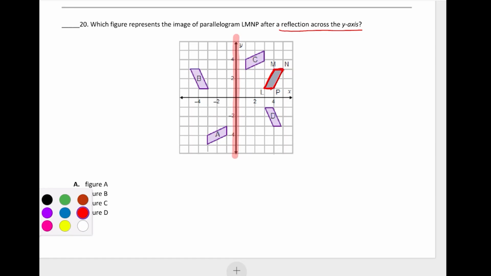So for each point, we're going to count the number of units from the y-axis and then reflect it on the other side. So point L, for instance, is 1, 2, 3 units away from that line of reflection. So we need to go that many units in the other direction. Once you see where that should be, it kind of gives away what the answer is. But you can test all these other points to make sure that they are the same distance away from that line of reflection, and they are. And so our answer here is B.